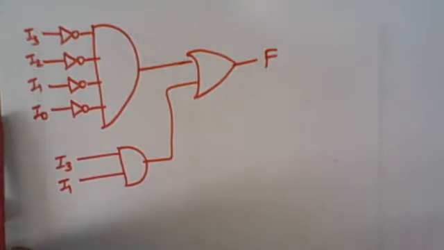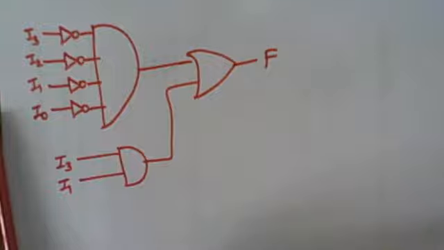So this is the logic diagram which converts 4 inputs to 1 output, as per our logic. So output will be 1 when all the inputs are 0. Output will be 1 when all the inputs are 1, and output will be 1 when an odd number of inputs are 1.